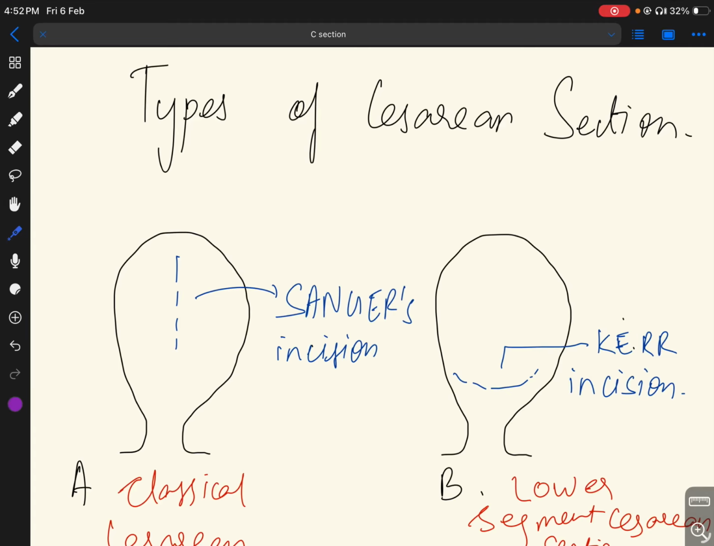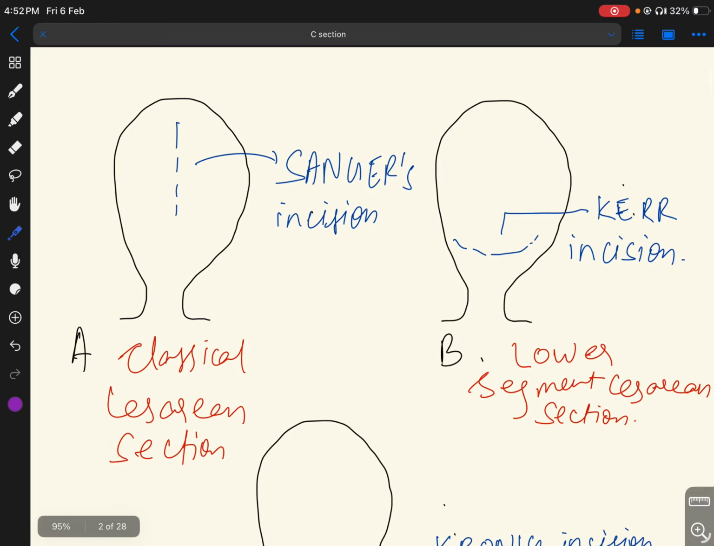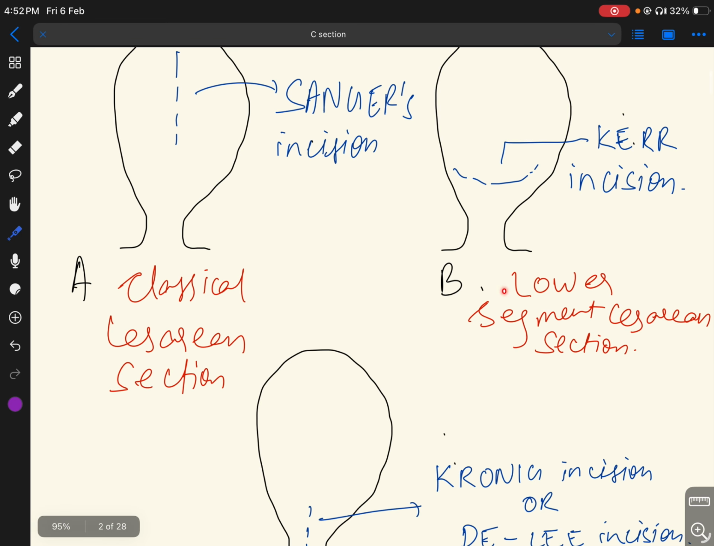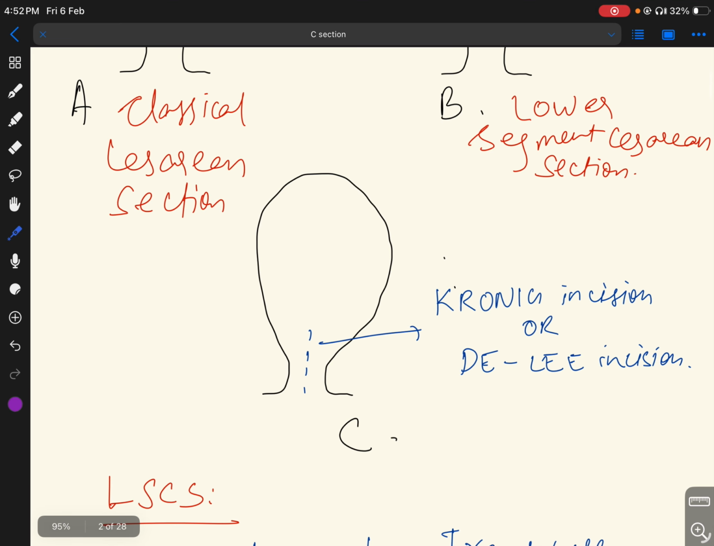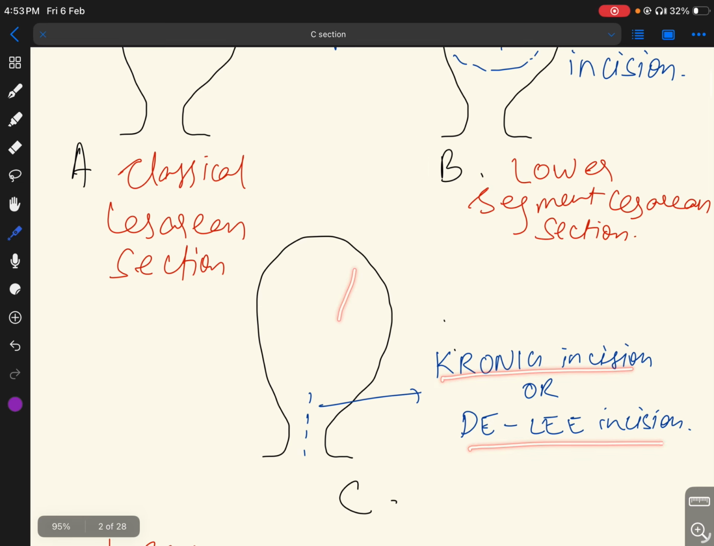Today we'll discuss Caesarean section. What are the types of Caesarean section? There is classical Caesarean section, where we use Sanger's incision. We have lower segment Caesarean section, where we use Kerr's incision. And we have chronic incision or Teele incision. It is given in the lower segment but vertically.